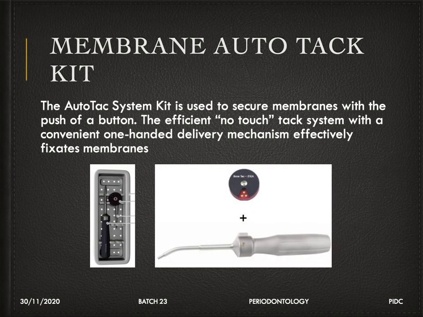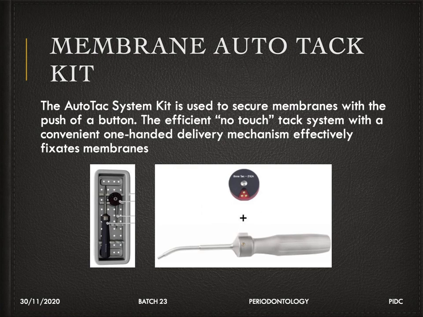The next instrument is the membrane autotag kit. The difficult part in periodontal regeneration is containment of the graft. Once we place the graft material in the site, if it is a two-wall defect, the graft material will come out. So we have to keep a membrane. The problem with the membrane is that it should stay in place for the next 3 months or 6 months, so that the regeneration happens without any hassle.